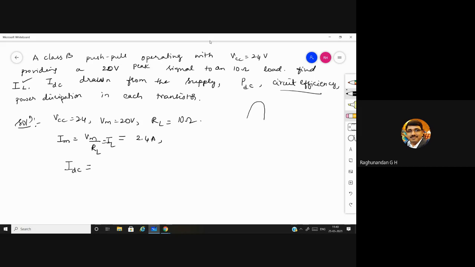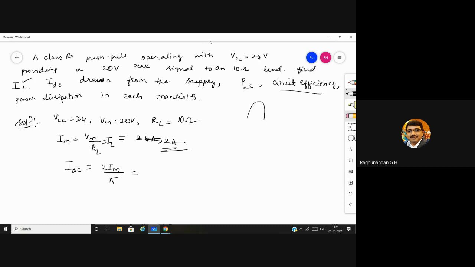So IDC is equal to... since it is a class B push-pull amplifier, since we are having two transistors, how can it be 2.4? So it'll be 2 ampere, right? Vm by RL, right? Vm is 20, sir, not 24. 20 by 10, 2 ampere. So 2 Im by pi.